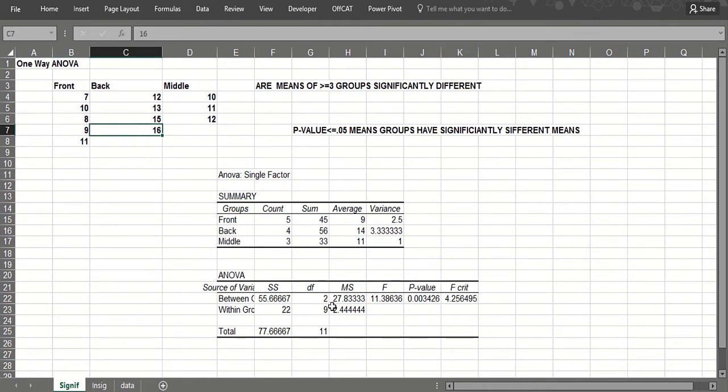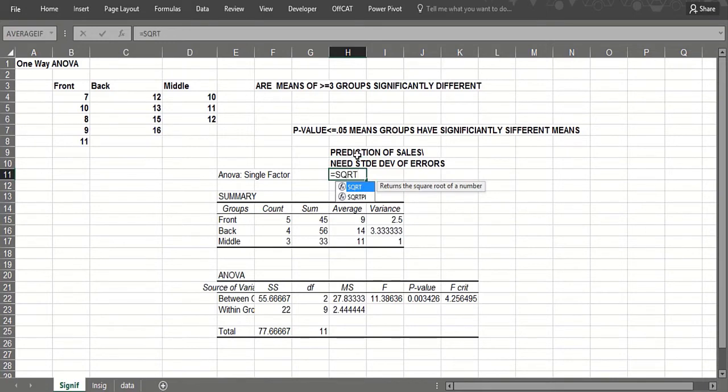Now we wanted to make a prediction. If we wanted to predict sales in a group, we need a standard deviation. So we can say 95% of the time we're within 2 standard deviations of the prediction. And it turns out that is the square root of this mean square error here, which is going to be about 1.56, so that's 156 books.